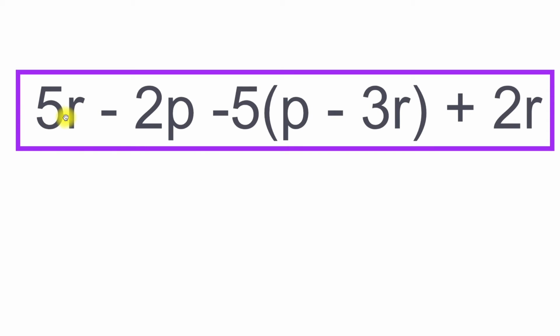So the very first thing is we're going to break this up. The first term that I see so far is positive 5r. Again, I know it's positive because there's no symbol in front of it, so that's automatically positive. And our first term will end at the next plus or minus sign that we see. So we'll drop a line right here. So our first term is positive 5r. Our next term starts here, that's negative 2p, and stops right in front of this minus sign. So our second term is negative 2p.